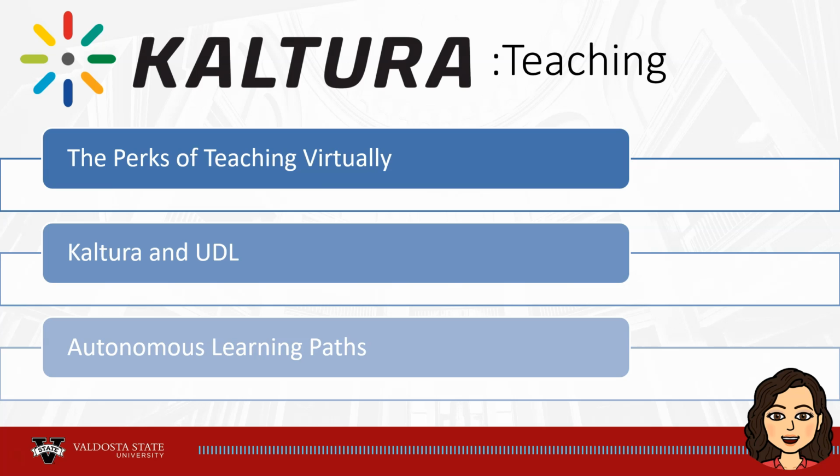So we are going to cover a lot in today's episode. First, we'll take a look at the perks of teaching virtually. Believe it or not, there are many. Next, we'll take a look at Kaltura and universal design for learning principles and how we can use Kaltura to meet various needs and differentiate instruction. And then finally, we'll take a look at autonomous learning paths within Blazeview and specifically consider the ways that we can enhance those learning paths using Kaltura video.